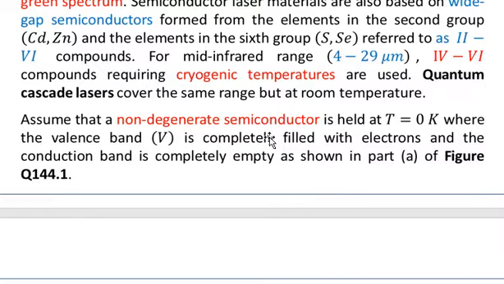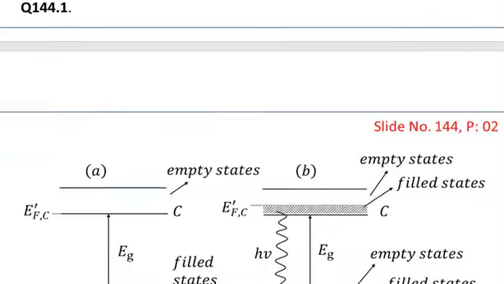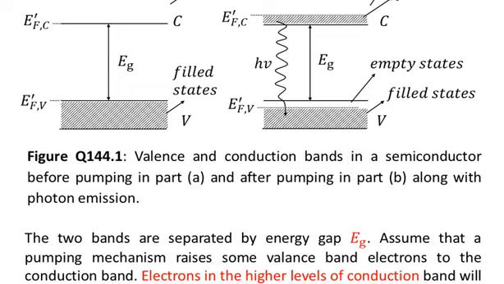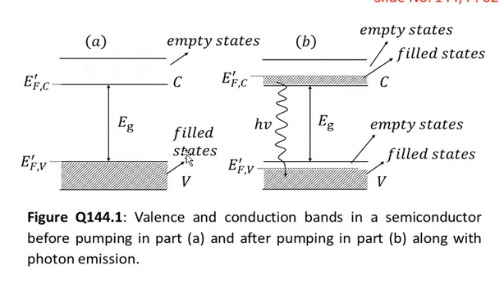Assume a non-degenerate semiconductor held at temperature T equal to 0 Kelvin, where the valence band is completely filled with electrons and the conduction band is completely empty, as shown in part A of figure number 1. The caption of the figure is: valence and conduction bands in a semiconductor before pumping in part A. So before pumping, the structure is shown in part A.